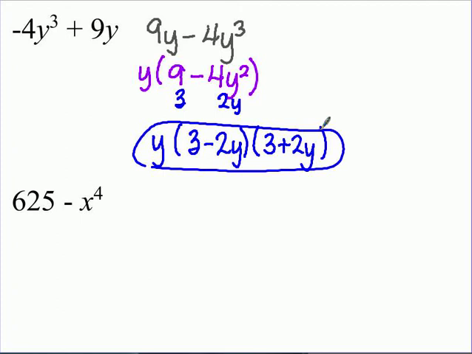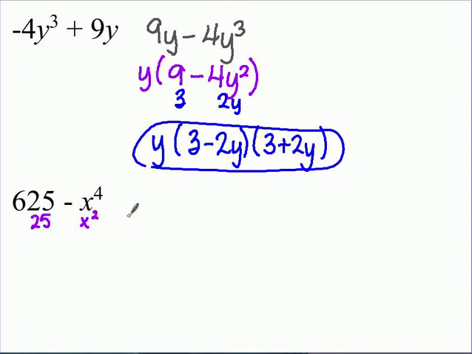Alrighty, the bottom one, 625 minus x to the 4th. Is 625 a perfect square, yes or no? Yeah, 25. Okay, so we get 25 and x to the what power? Squared. Okay, so real quick, if you're wondering how you would determine what it is, you take your exponent and you divide it by 2. That'll always tell you what power you use. So like up here when you had 4y squared, 2 divided by 2 is 1. So just take your exponent divided by 2.